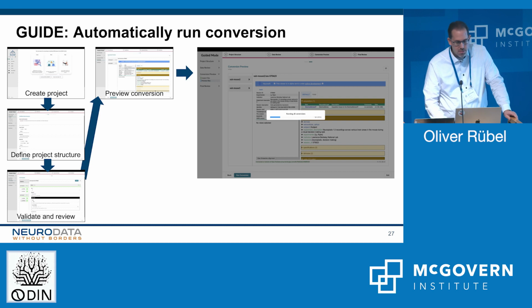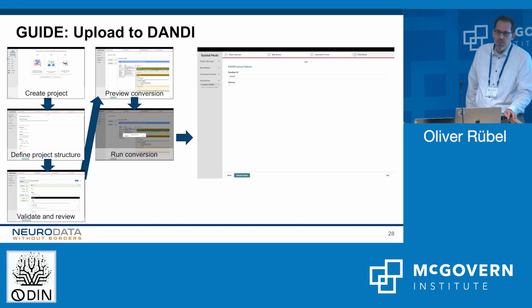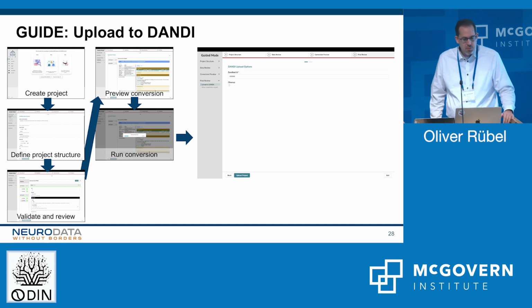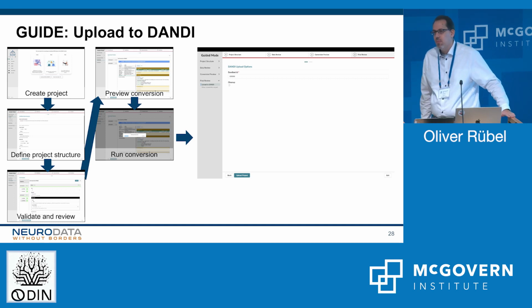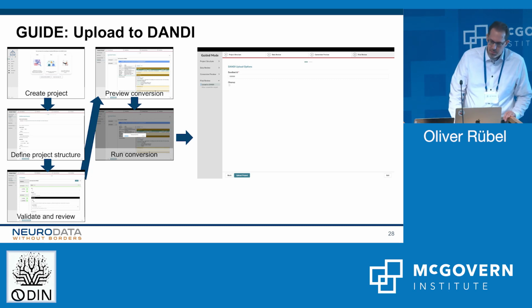And then once the conversion is done, it also has the tools to directly upload to DANDI and publish your data, all through a graphical interface without you writing a single line of code. So that is going to significantly help to make NWB more broadly accessible to users who want to convert their data.